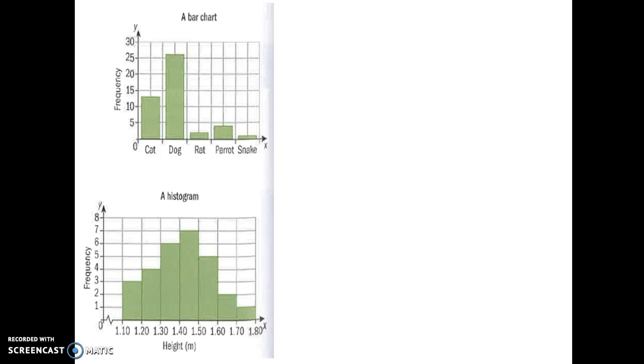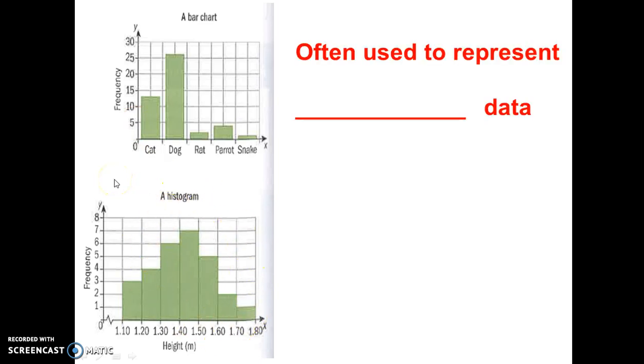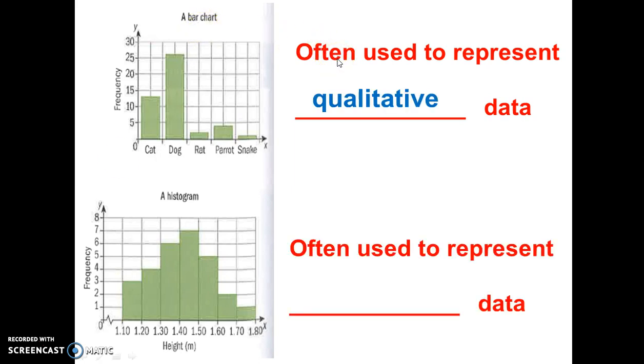Let's take a look. On this slide here, we compare a bar chart and a histogram. Please note the main differences. First of all, bar charts are often used to represent qualitative data. Notice here we do have qualitative data. It's just a count of, maybe it's a pet store and you're trying to see how many of these animals are in the pet store. So we're just counting how many cats, dogs, rats, and so on. That's qualitative data.